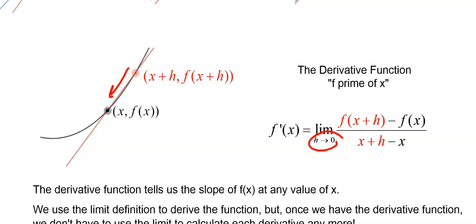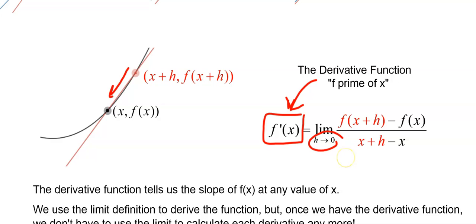This is how we're going to find what's called the derivative function. Now we found the derivative as a single number, but now we're going to find the derivative as a function, and it has a special name. The derivative function is called f prime of x. So that little asterisk there is the prime, what we call f prime of x. So we say f prime of x is the limit as h goes to 0 of f of x plus h, x plus a little bit more, minus f of x over x plus h minus x.